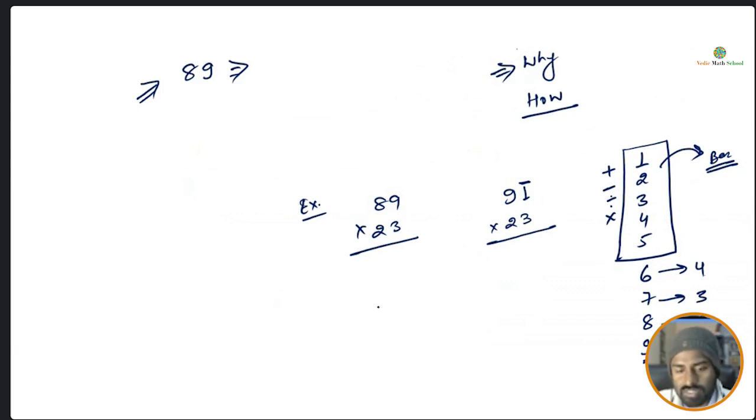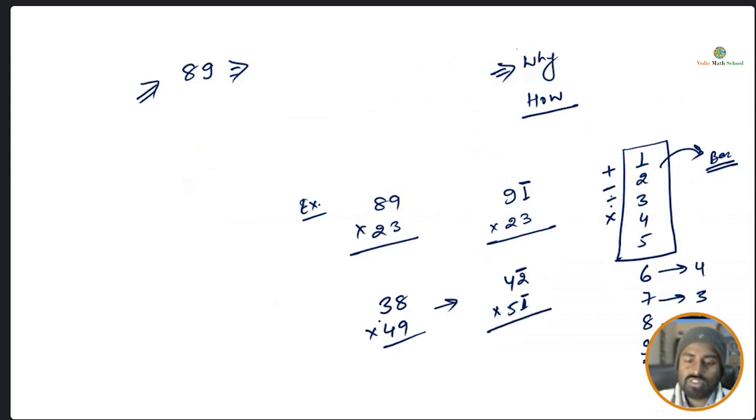There are many other examples. Suppose there is a number 38 and we are multiplying it with 49. We are going to convert both numbers into complement form. So 38 becomes 42 bar, that is 4 bar 2, and 49 becomes 51 bar. Now look at this. Compared to this, the number is very easy, like 1, 2, 4, 5. And here we have 3, 8, 4, 9, so the numbers are large. So what I did, I converted them into the bar form.